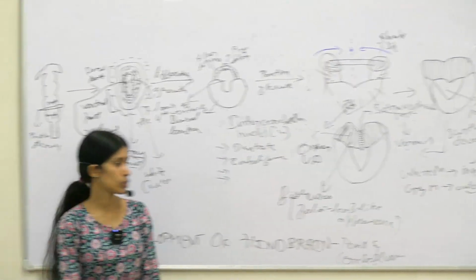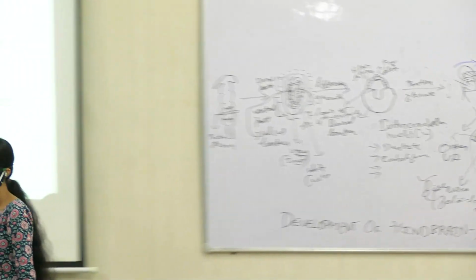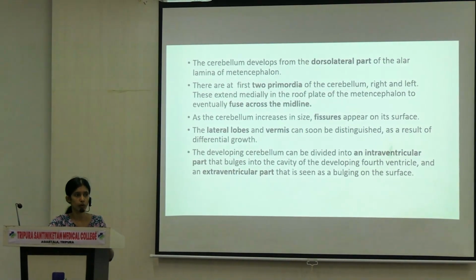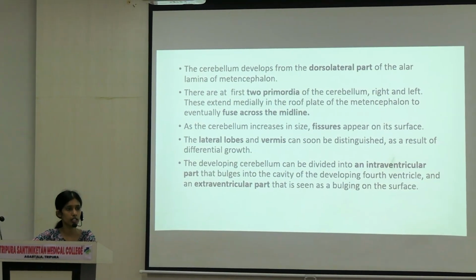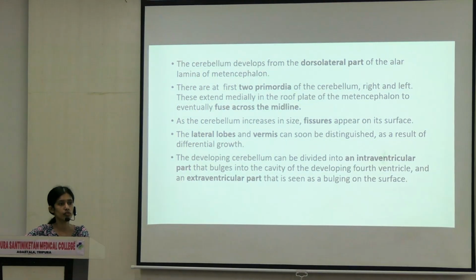Okay, these topics will be discussed in detail in your gross part. So just try to remember, when the development takes place, there will be a formation of line-like structures or leaf-like structures in your cerebellum part. They are referred to as folia and also fissures.